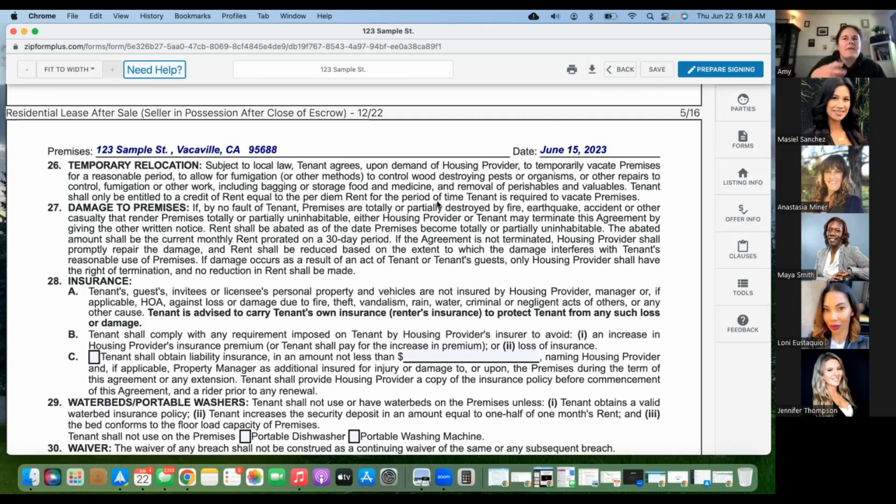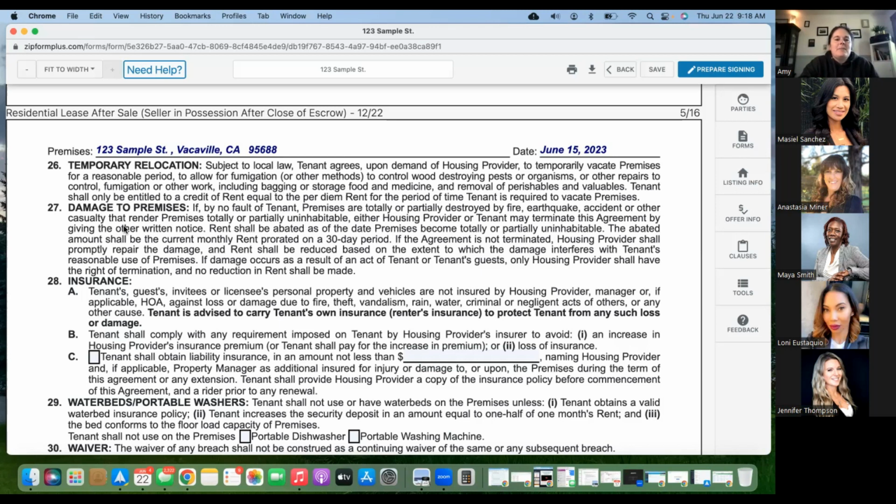So if they were treating termites and the tenant needed to vacate for 5 days, you would take the total amount of rent, divide it by 30, multiply by 5. They would reimburse the tenant that amount of funds for the days they asked them to vacate the premise.